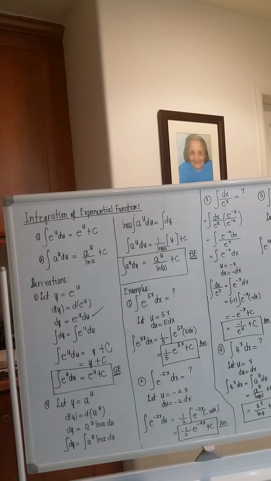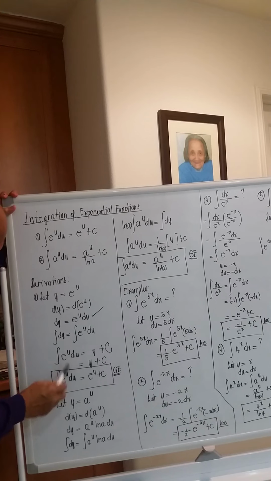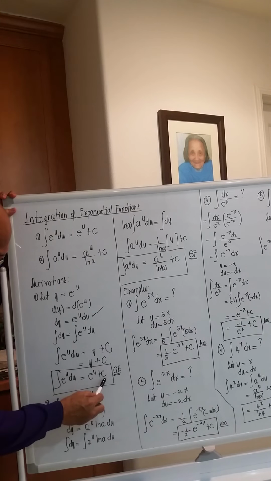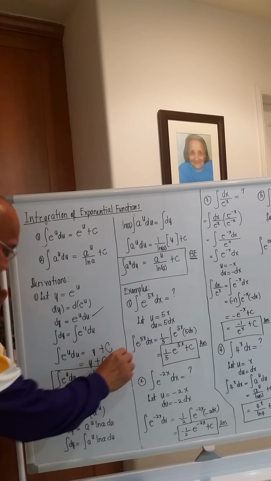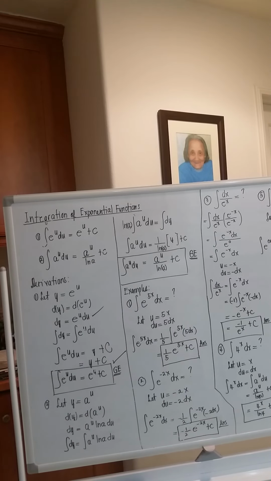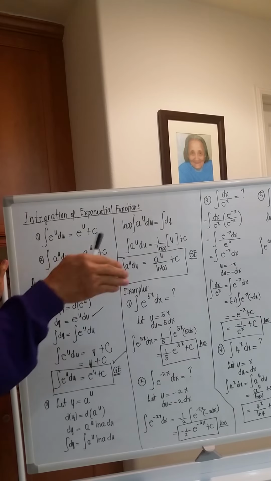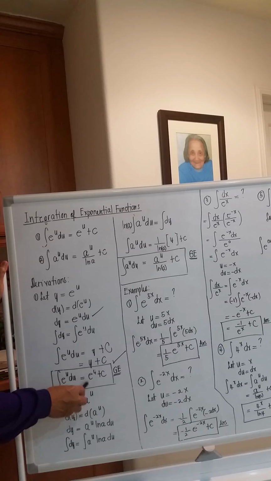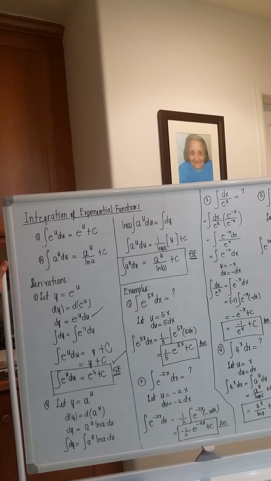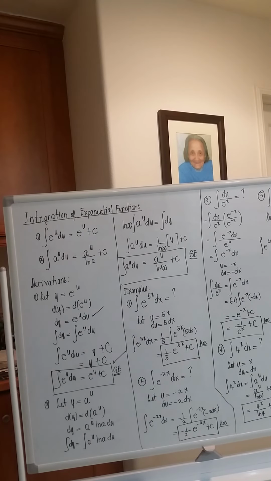But what is y? Y is e to the u. So the final answer is that the integral of e to the u du is y, but what is y? It is e to the u plus c. That's formula number 1. Memorize that part. If you know how to differentiate e to the u, you should know also how to integrate. The formula for taking the integral of e to the u is just simply e to the u plus c. Don't forget that one. That's formula number 1 under exponential functions.